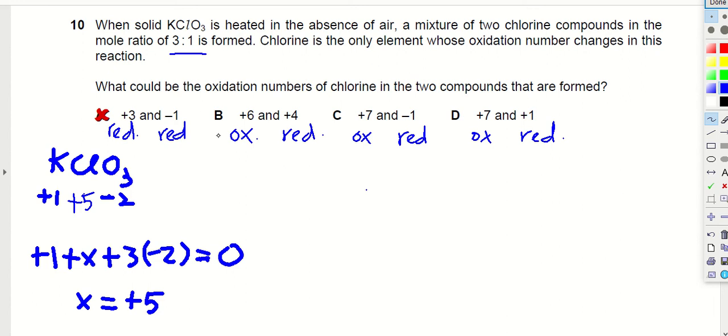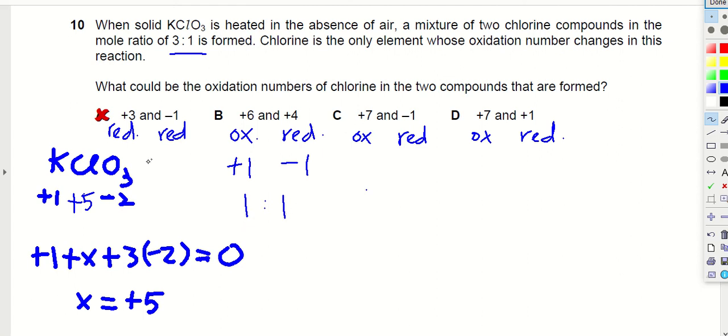So let's look at B. From +5 to +6, the change in oxidation number in oxidation is +1, and +5 to +4, the change in reduction will be -1. So can you see the relationship between this +1 and -1? That means the mole ratio of the two chlorine compounds will be 1 to 1 only.